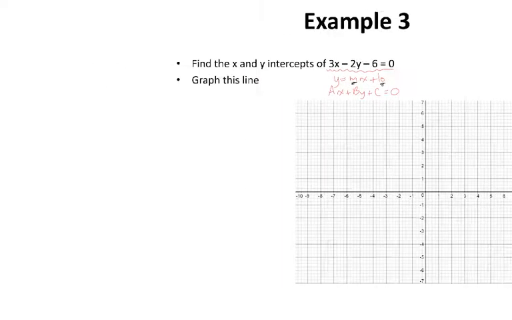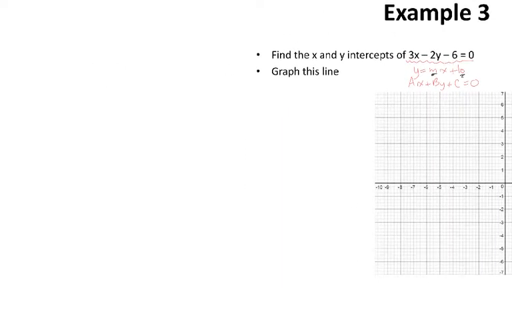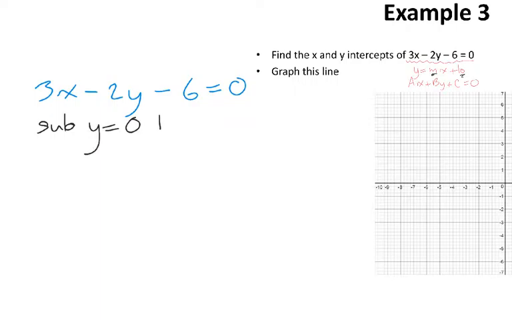In our very first step, let's rewrite this equation. So I'm going to rewrite 3x minus 2y minus 6 equals 0. I'm going to write some instructions below it. Sub y equals 0 to find x-intercept. I'm using the information that you figured out in the previous slide. When you substitute in a number, I like to put that number within brackets.